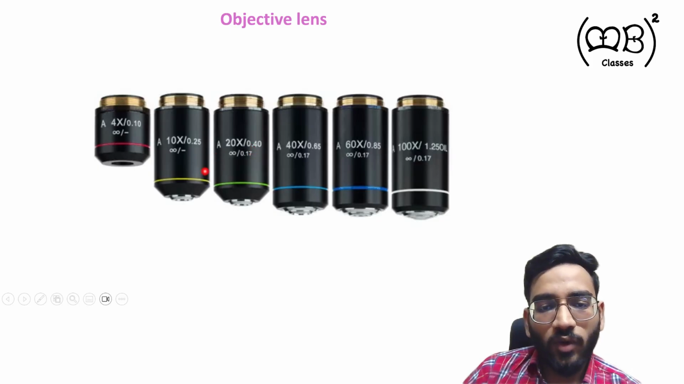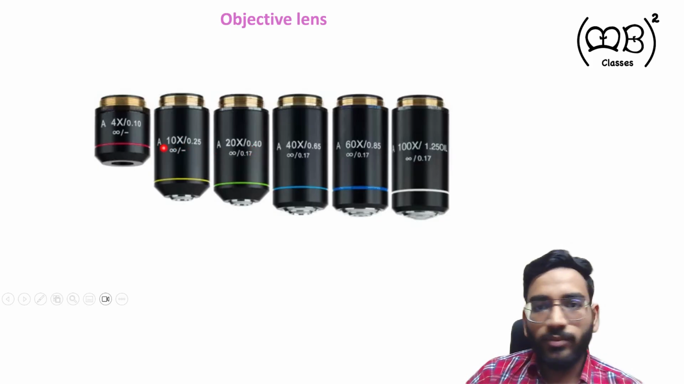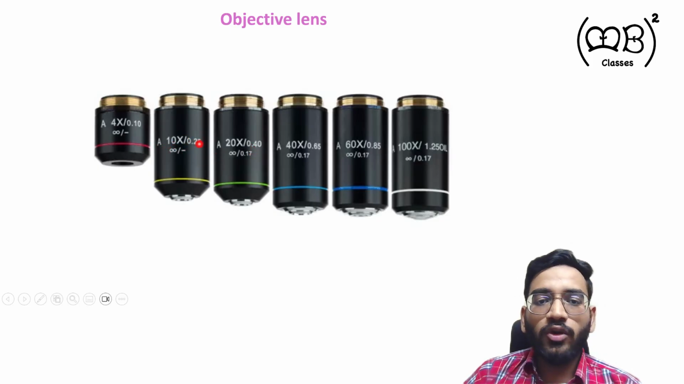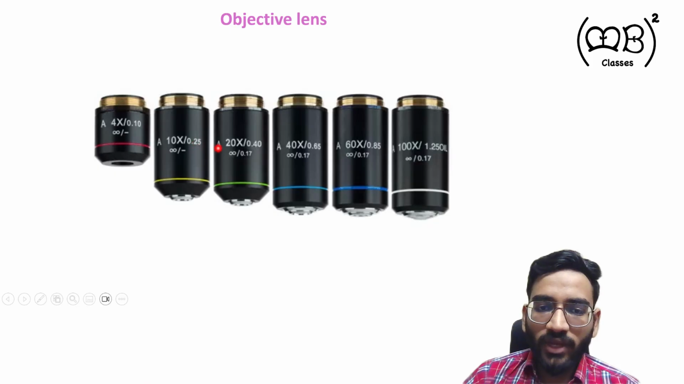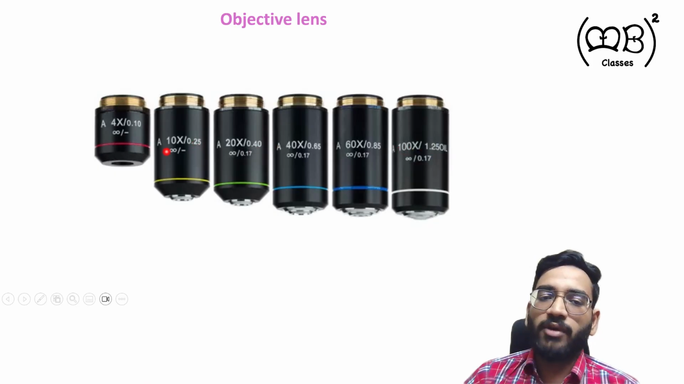And now we can see what is written on all these. So 10x would be the power. Then there is 0.25. 0.25 is the numerical aperture, which we'll be talking about in detail, but you can see that the numerical aperture is increasing as the power is increasing.